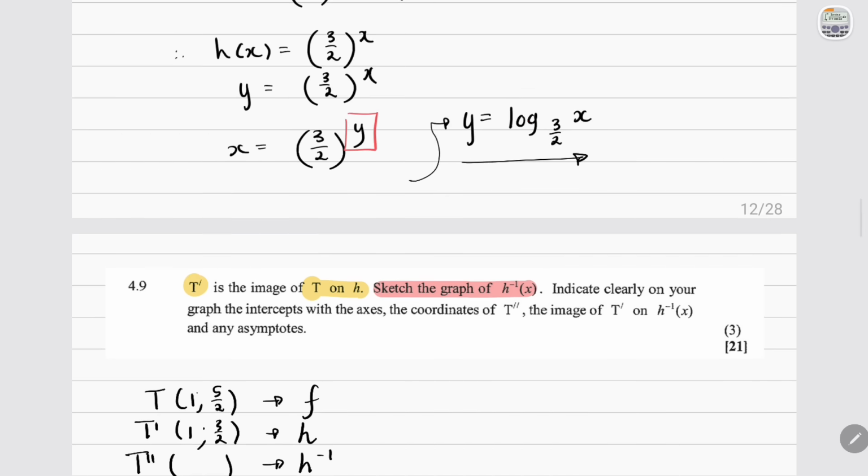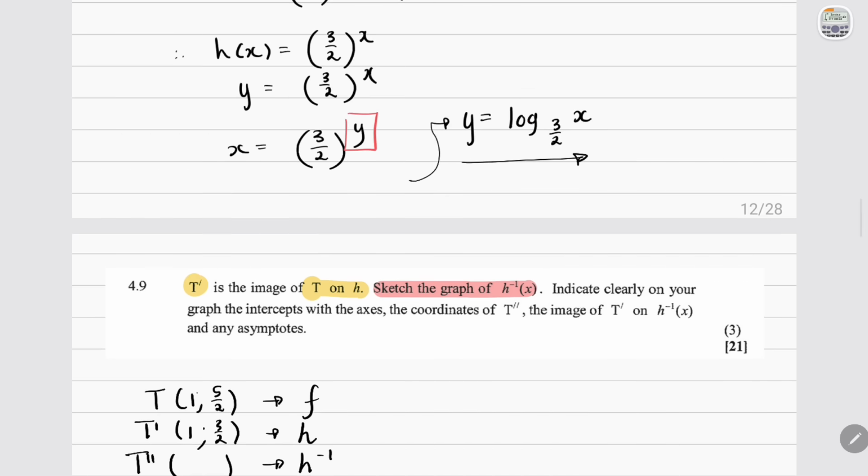So if you had a point 1 and 2, the inverse graph's point is just going to be 2 and 1. So it means the point they're referring to would just be 3 over 2 and 1. Okay, so this is the point they're referring to on the inverse. We're just going to put that down. You can also just test if it is there. So 3 over 2 and 1, right?